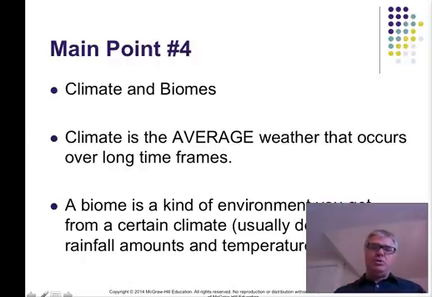And then there's another term, which is biome. Biome is the kind of environment you get from a certain climate. So in other words, you would say an area that might be warm and wet, with very warm temperatures like in the tropics, that's the climate. The biome is tropical rainforest. That's the kind of plants, the kind of ecology you get in that very warm, wet climate.